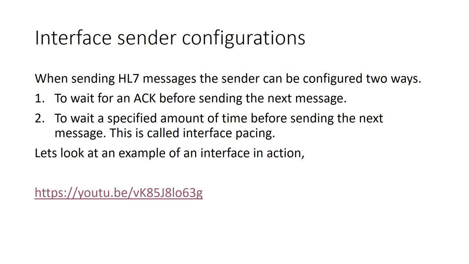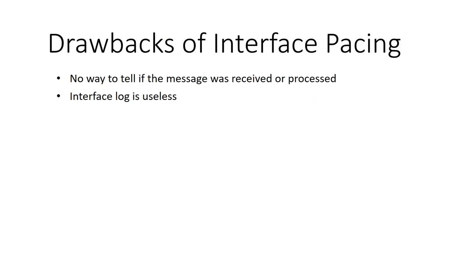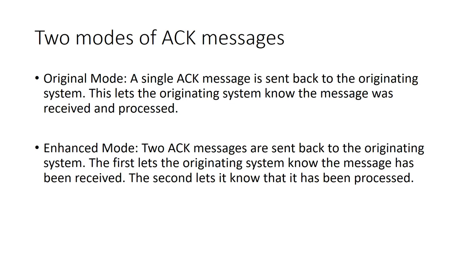The messages just go out and you have no idea what's happening on the other end. So one, if you wait for an ACK before sending the next message, you know that the message was received because it was acknowledged. With interface pacing, you're not going to know if it was acknowledged on the other end. So the drawbacks of interface pacing are no way to tell if the message was received or processed, and your interface log is useless because all it tells you is these messages went out. You don't know what happened on the other end.